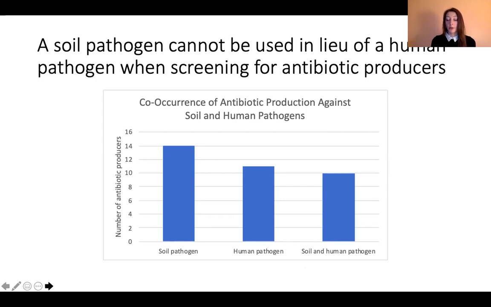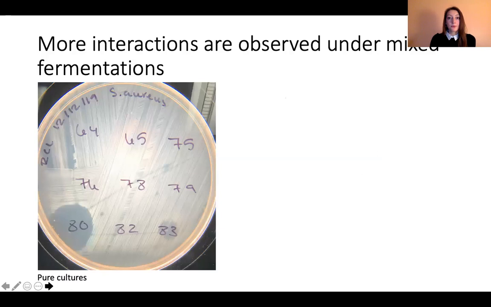So it killed both. Basically what this graph is showing is that we had the same bacteria kill a soil pathogen, a human pathogen, or both the soil and the human pathogen. And so what we see is there's only about a 50-50% chance of getting a microbe that will kill both the soil and human pathogen, which is what we were looking for. So we got to look a little bit further into that.